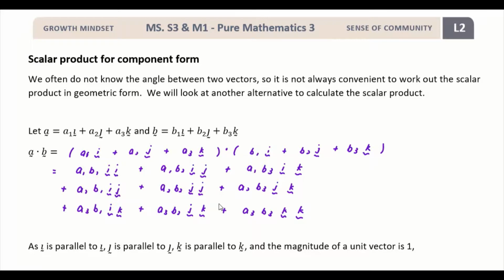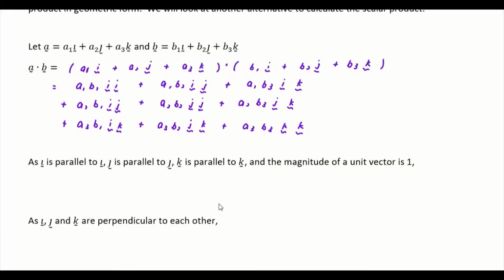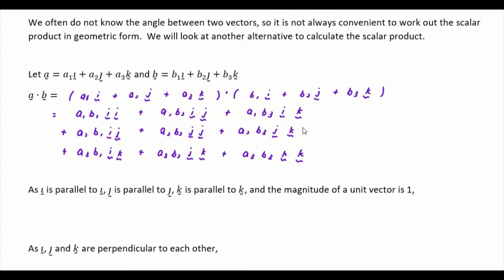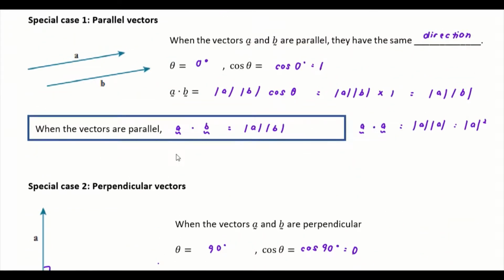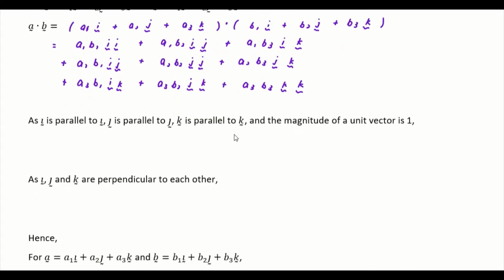Now, how are we going to simplify this? We are going to use the special case that we learned just now. Since i is parallel to i, j is parallel to j, and k is parallel to k, we need to go back to what we learned: if they are parallel, A dot B equals modulus A multiplied by modulus B. So when i and i multiply, we get modulus i multiplied by modulus i. Likewise j and j give modulus j times modulus j, and k k gives modulus k times modulus k.